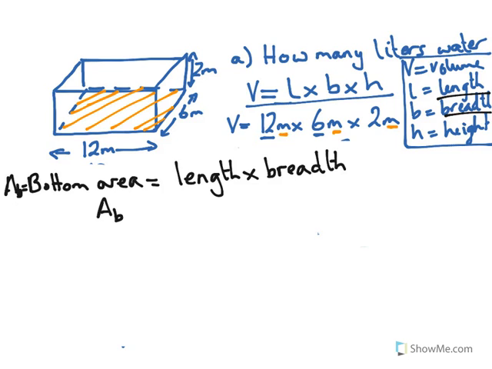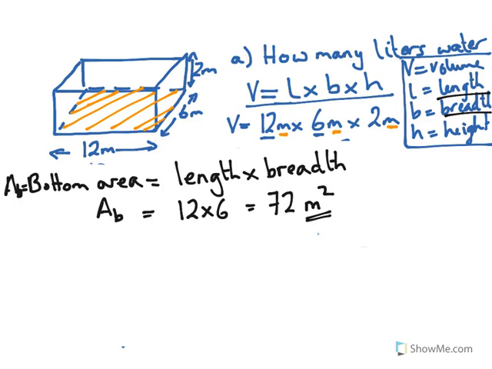So we've defined what the area of the bottom is. The area of the bottom of the pool will be the length times the breadth, which will be 12 times 6. 12 sixes, 72. What are the units? Meters times meters, meters squared. So the area of the bottom will take 72 square meters of tiles.